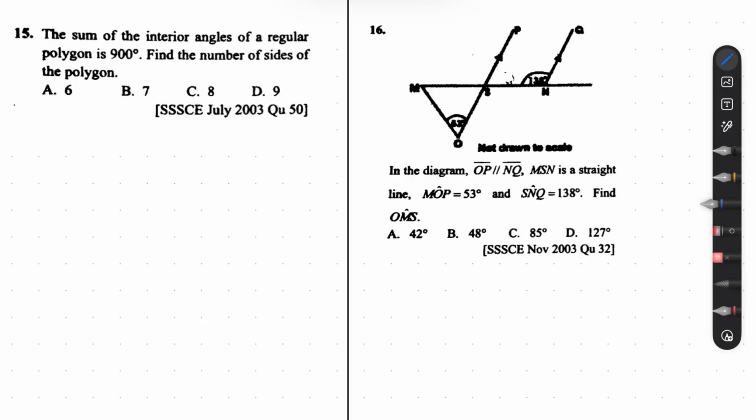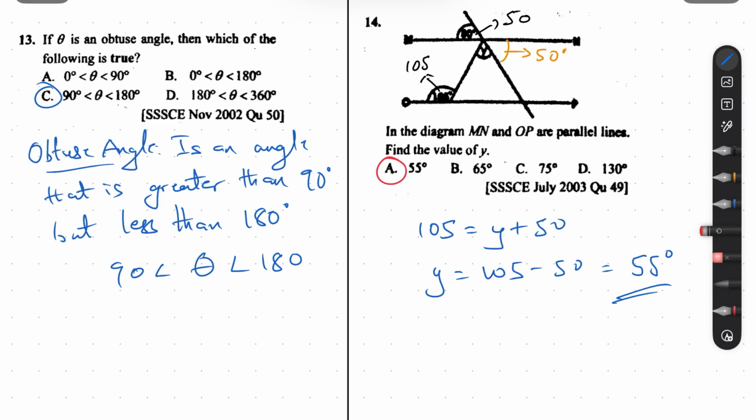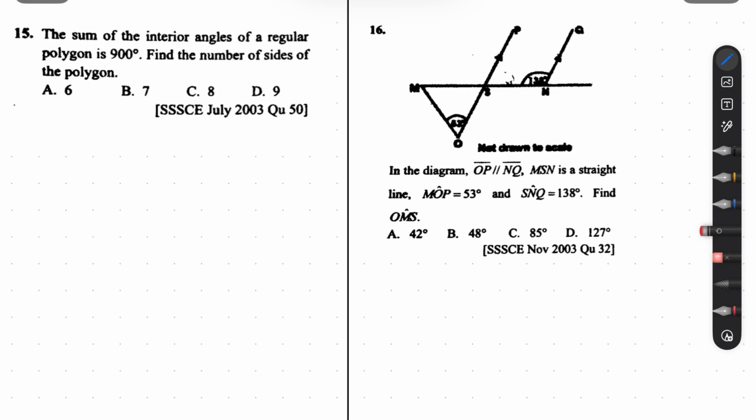In the previous session, we ended on question number 14. So here we start with question number 15. The question says the sum of the interior angles of a regular polygon is 900. Find the number of sides of the polygon.